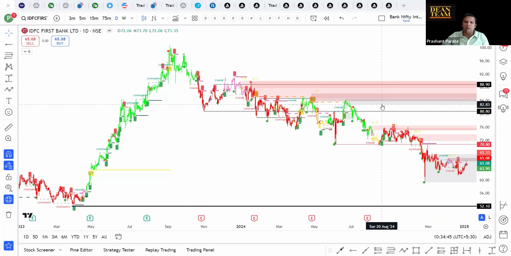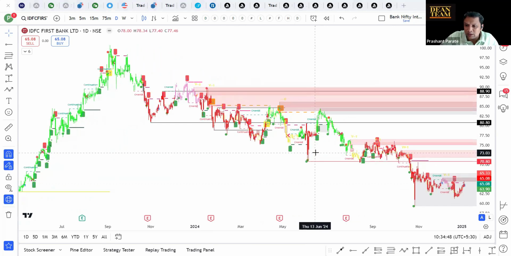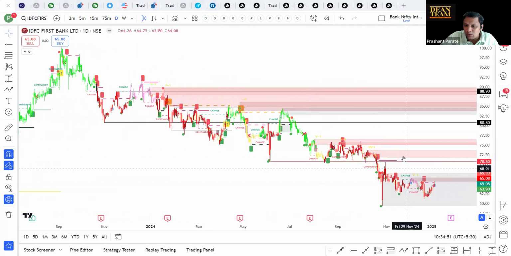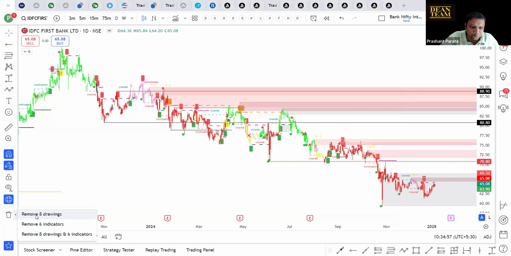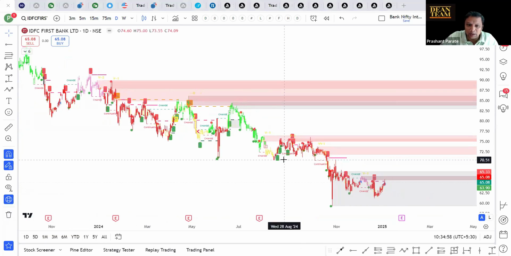You can check on your system. Daily is in downtrend, and as long as prices are below 73, 74, it will stay in downtrend. Weekly is sideways.